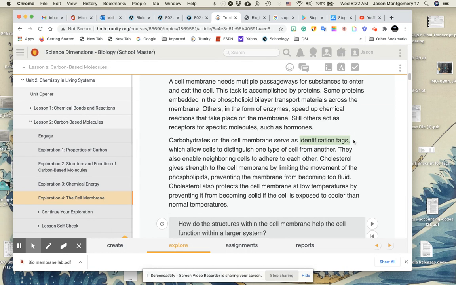And so your immune system recognizes these identification tags as well, and if they do not recognize it, they identify it as a foreign body or a pathogen, and then they try to attack and kill it. Okay. And so this is a really interesting whole caveat of biology, because autoimmune diseases and cell or organ transplants all have to do with these cell membrane receptor sites. So more on that to come.